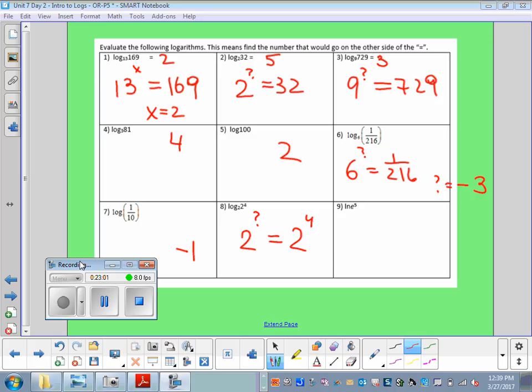4. That would be my answer, because 2 to what power gives me 2 to the power of 4? Obviously 4, right? There is no other answer. I don't even need to worry about evaluating this.